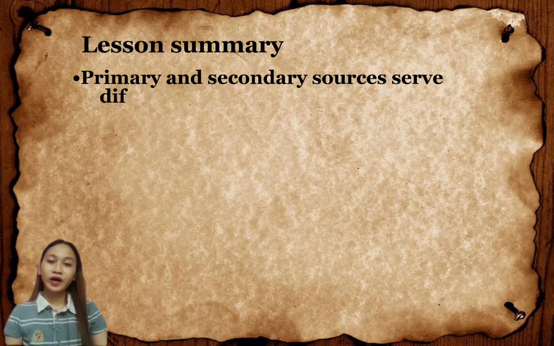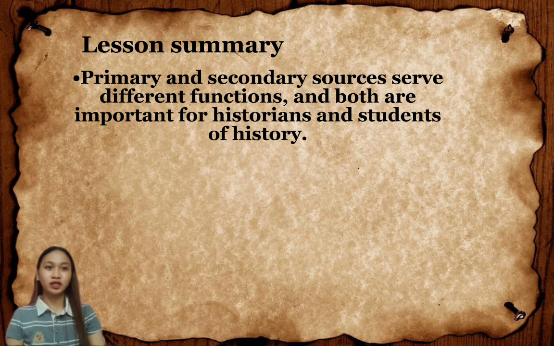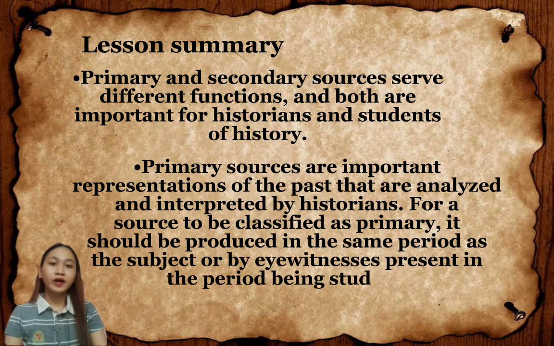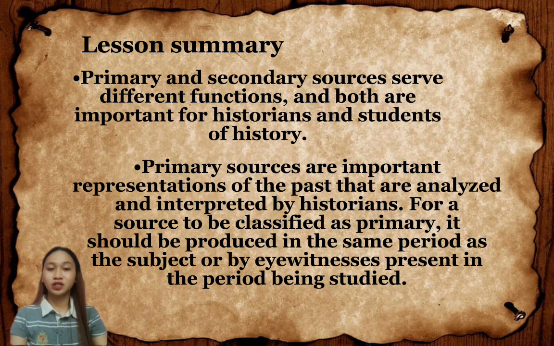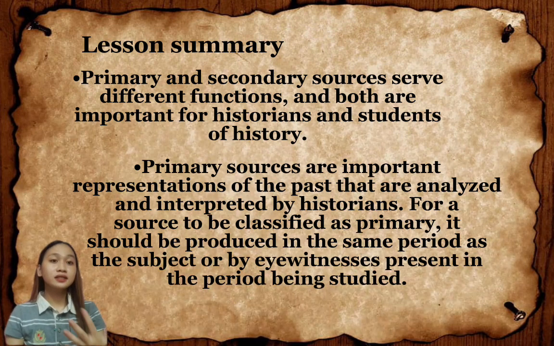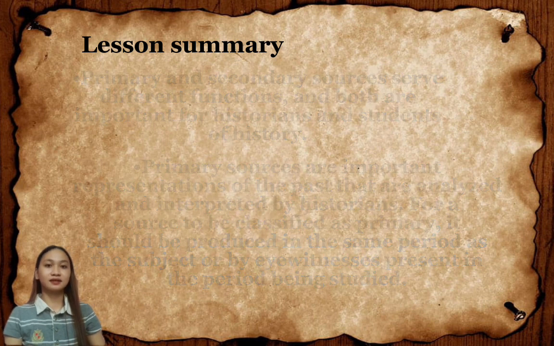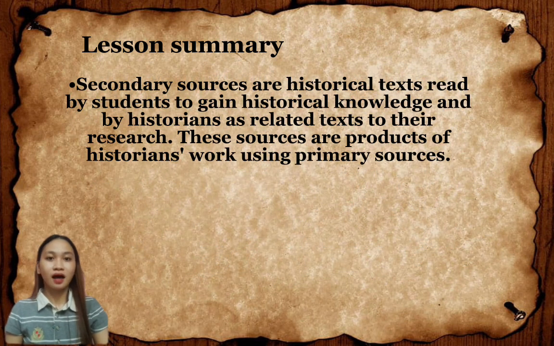Lesson Summary. Primary and secondary sources serve different functions, and both are important for historians and students of history. Primary sources are important representations of the past that are analyzed and interpreted by historians. For a source to be classified as primary, it should be produced in the same period as the subject or by eyewitnesses present in the period being studied. Secondary sources are historical texts read by students to gain historical knowledge and by historians as related texts to their research. These sources are products of historians' work using primary sources.